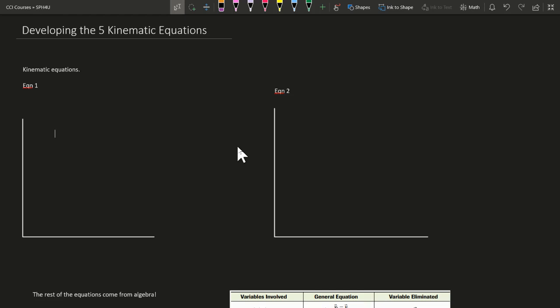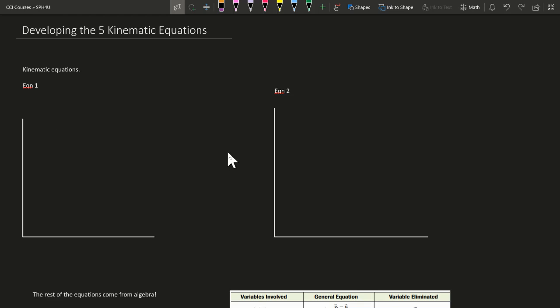Note that these work for situations where you have a uniform acceleration or constant acceleration. If your acceleration varies or changes, then either you have to use calculus or, well, you could use these equations in an average acceleration situation as well. But for most high school physics classes, you'll just make the assumption that it's an average acceleration or a uniform acceleration.